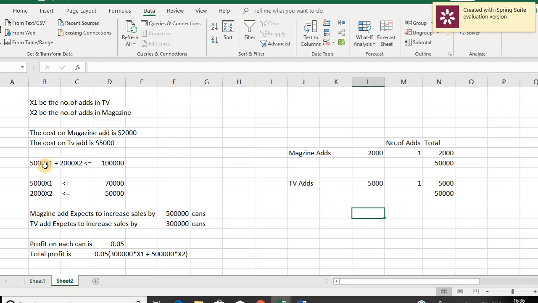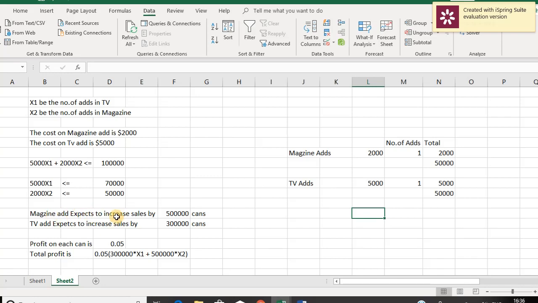So 5,000 into number of ads in TV plus 2,000 into number of ads in magazine should not be more than $1 lakh, what is allotted to the process. The amount you spend on TV should not be more than $70,000, and the amount you spend on magazine should not be more than $50,000.